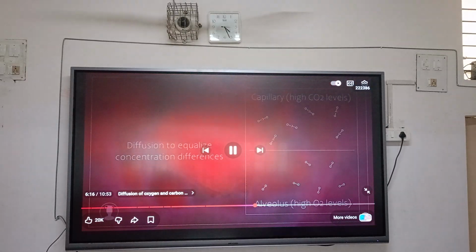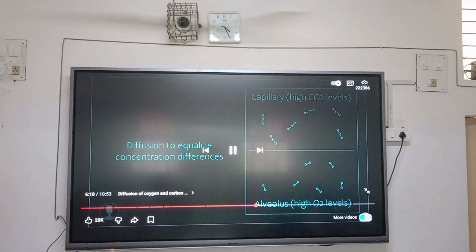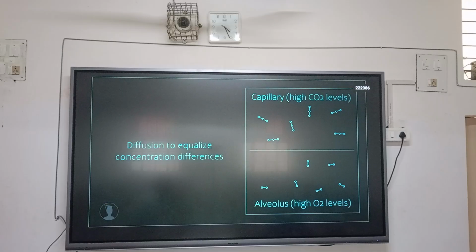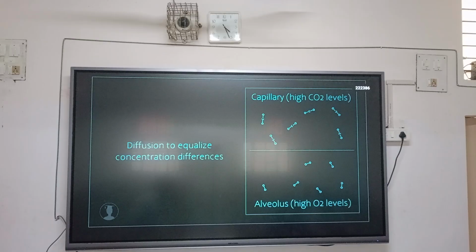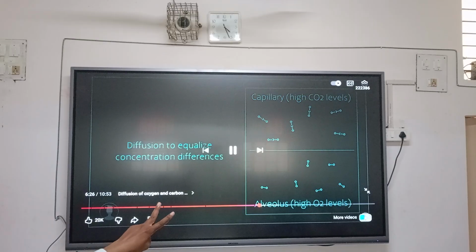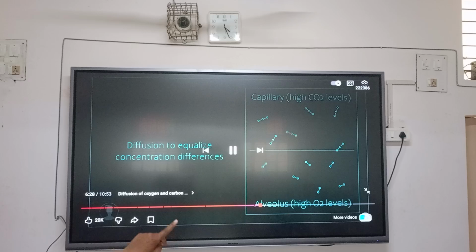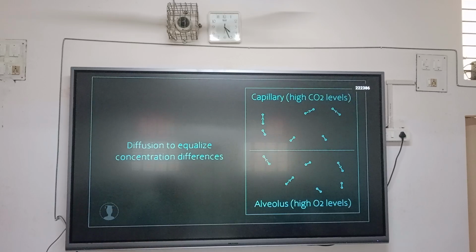In the alveoli, we see a lot of oxygen, whereas in the blood vessels, there is a lot of carbon dioxide. This difference in concentration is eventually balanced by diffusion. This is how the differences in concentration are equalized.